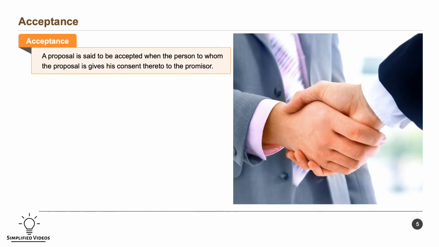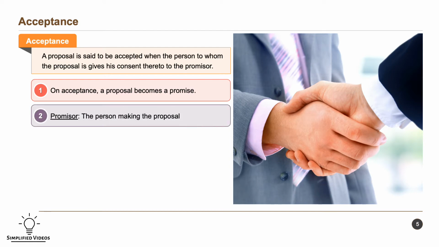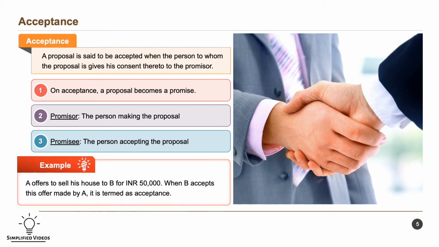Moving on to acceptance. A proposal is said to be accepted when the person to whom the proposal is given gives his consent thereto to the promisor. On acceptance, a proposal becomes a promise. Promisor is the person making the proposal. Promisee is the person accepting the proposal. For example, A offers to sell his house to B for Rs 50,000. When B accepts this offer made by A, it is termed as acceptance.